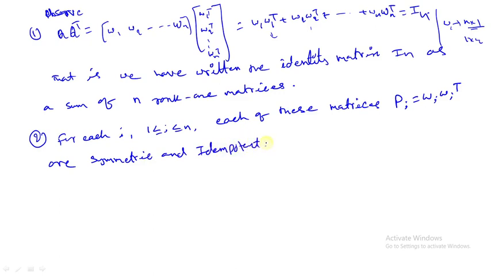Symmetric and idempotent matrix. You know this is symmetric and idempotent, hence they are projection matrices. Each one is the projection matrix. And the sum of all projection matrices is again a projection matrix.